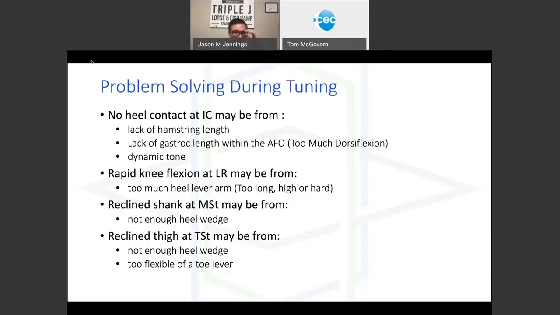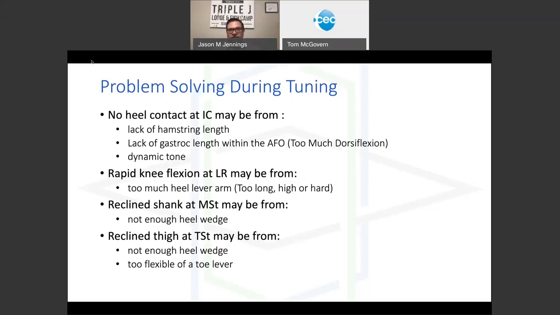When we talk about problem solving, when you don't like what you see, where do you start? So maybe we don't have heel contact at initial contact. Maybe we have forefoot contact. What might be the cause of that? Well, if you're dealing with a patient that has spasticity, it might be lack of hamstring range of motion. So they swing their leg out there, they hit that R1 in the hamstrings, and the toe hits the ground.